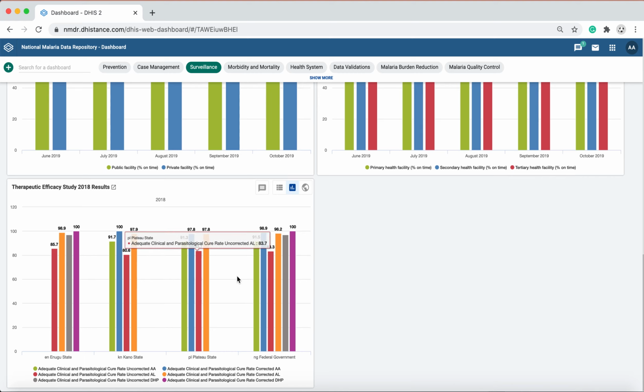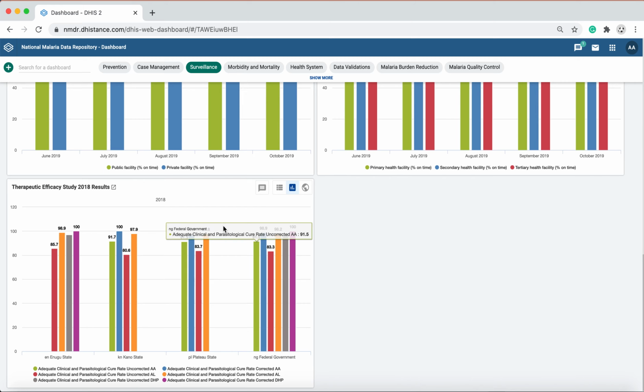So what we have is a summary, if you look at the molecules being tested, because we have the AA displaying as the light green, and then we have AL, and then we have DHP. These are the molecules being tested. So if you look at the corrected, which is the one that molecular analysis has been conducted to adjust the proportion of the efficacy, you could see that AA still stands nationally at almost 98% efficacy.